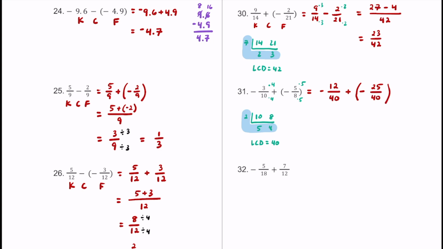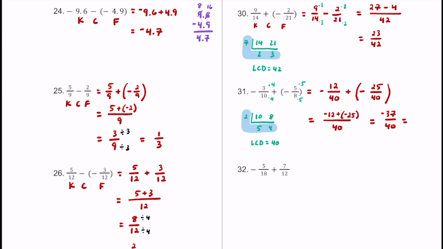Okay, now if we're going to go ahead and move these negative signs to the top, that's going to be negative 12 and negative 25. Then on the bottom we have 40, but on top we have negative 12 plus negative 25. Okay, now we're just adding two negatives here. So a negative plus a negative is just more negative. And so that's going to end up being here, 12 plus 25 is 37. So we're going to get negative 37 over 40.